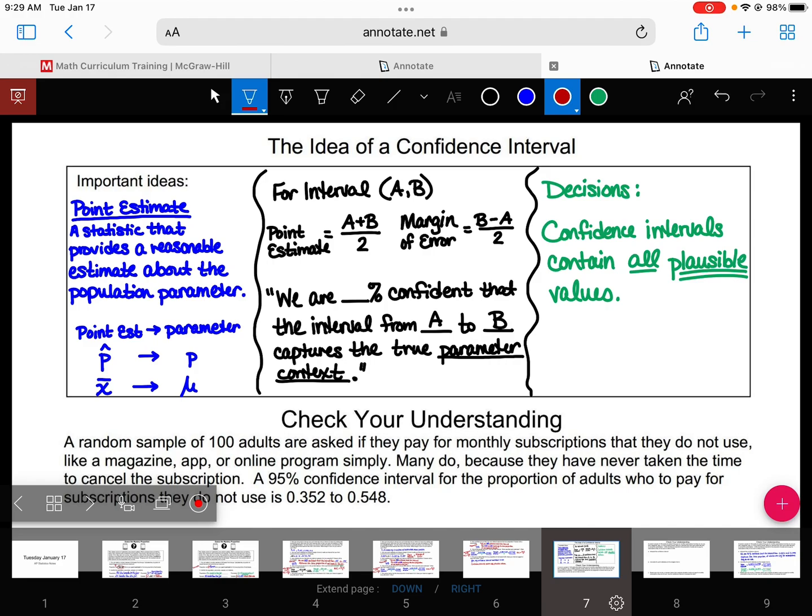For our interval from A to B, we can work backwards and figure out both what the point estimate is and what the margin of error is. Then we would say we are blank percent confident that the interval from A to B captures the true, and then whatever the parameter is in context. And our confidence intervals contain all plausible values. Let me write down who our winners were so I don't forget.